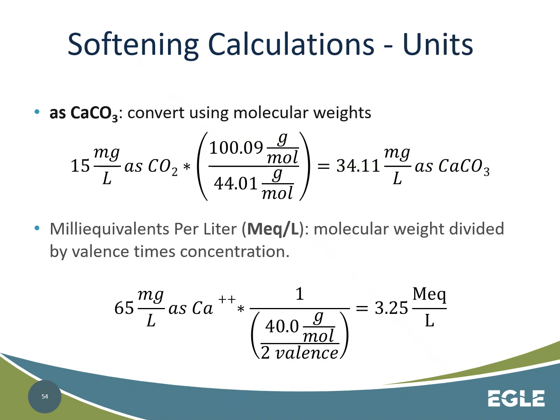Remember, when we do softening calculations, we are talking about a lot of different compounds. We can't just add together the concentrations of these compounds because they are in different units. Just like we can't add 10 pesos to 10 euros without converting them both to the same units. We want to always convert our units to milligrams per liter as calcium carbonate, as is shown here. Think of this as a ratio, just like converting pesos to dollars. There is another common unit called milliequivalents per liter, but we are not going to get into that today.